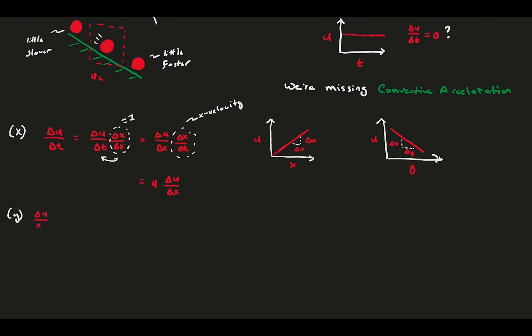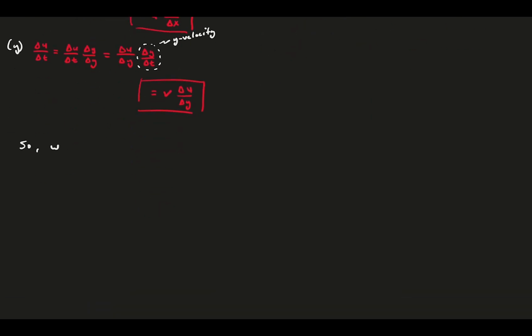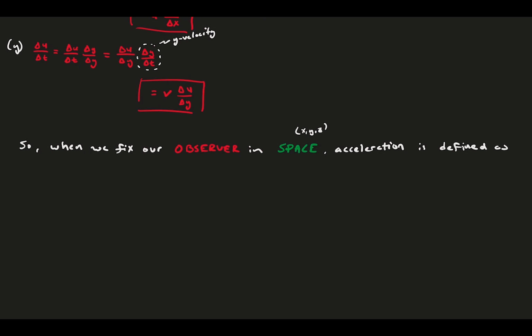We can do the exact same thing to the y direction, but instead we get a vertical velocity as the product, v. These two terms are extra terms that we need when we fix our window in space. They represent the difference in velocity just before the ball enters our window and just after it exits. When we fix our observer in space via the Eulerian point of view, acceleration is defined as du over dt, which is a traditional acceleration term, plus these extra terms, which are called the convective acceleration terms.